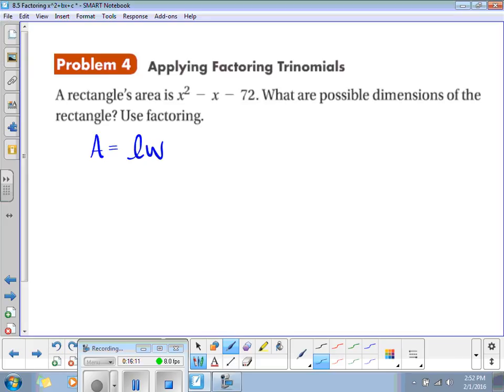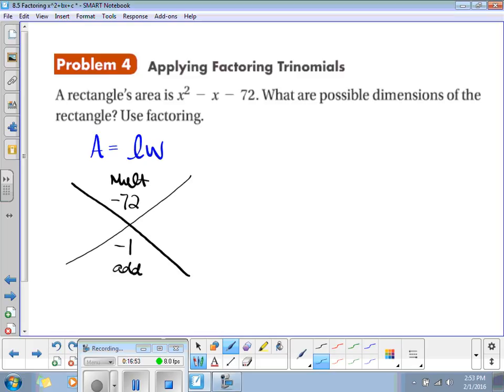And we're going to write these. Once we multiply the length times the width, my area is this trinomial, right? So once we break that trinomial into 2 separate binomials, there's my length, there's my width. Okay? So we're going to use our x method again. And when we multiply, what do I want to get? Negative 72. And when I add, what do I want to get? Negative 1. Very good.